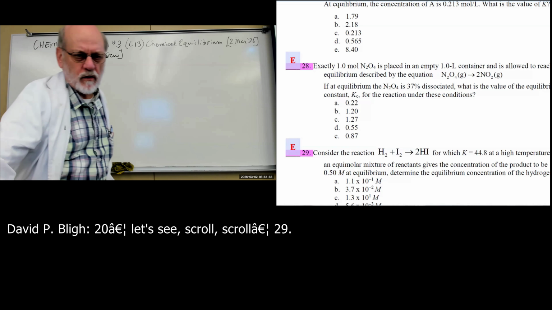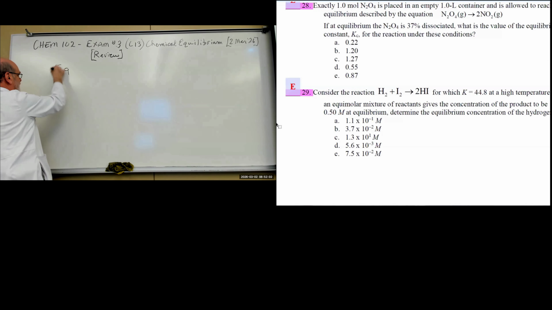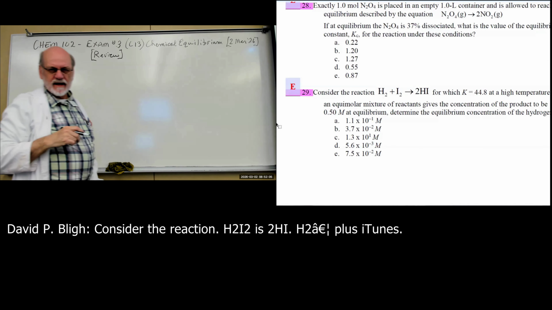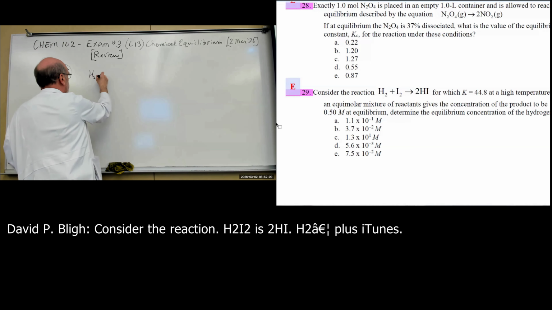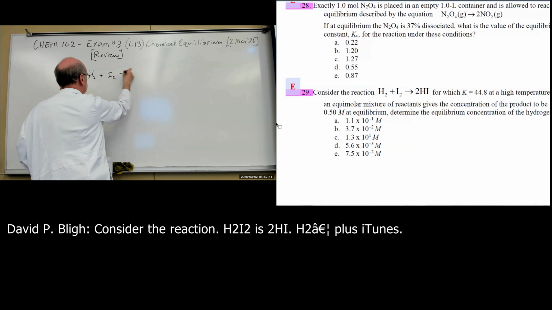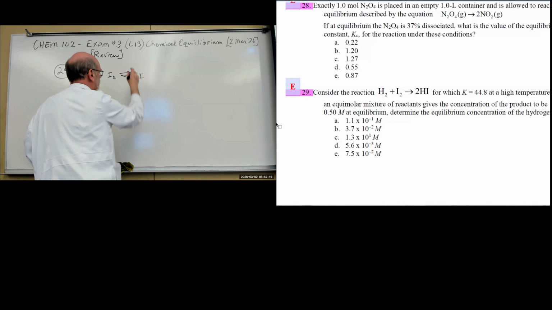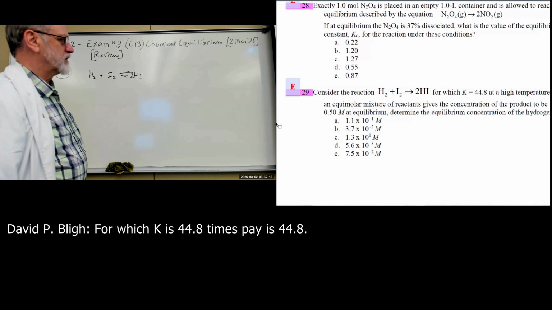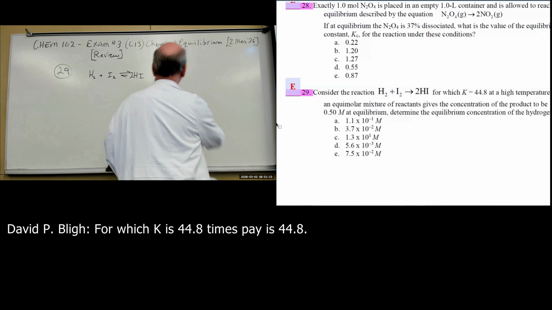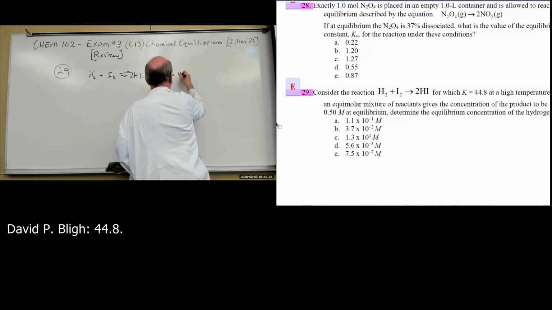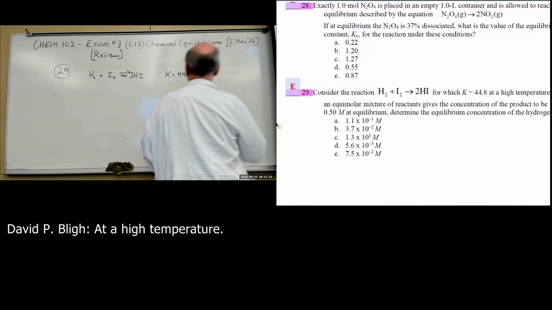All right. Let's see, scroll, 29. Consider the reaction. H2 plus I2 is in equilibrium with 2HI, for which K is 44.8 at a high temperature.